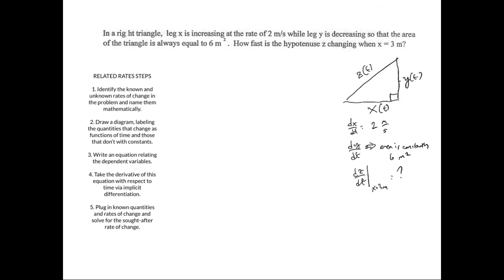Okay, so we know we've got 3 sides of a right triangle, and at some point we're going to involve the Pythagorean theorem. So I can go ahead and write that out, because this is the equation that relates those dependent variables.